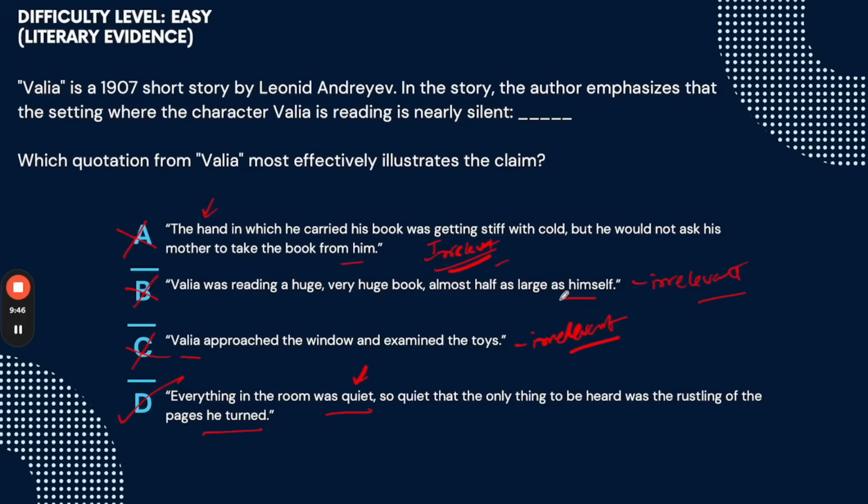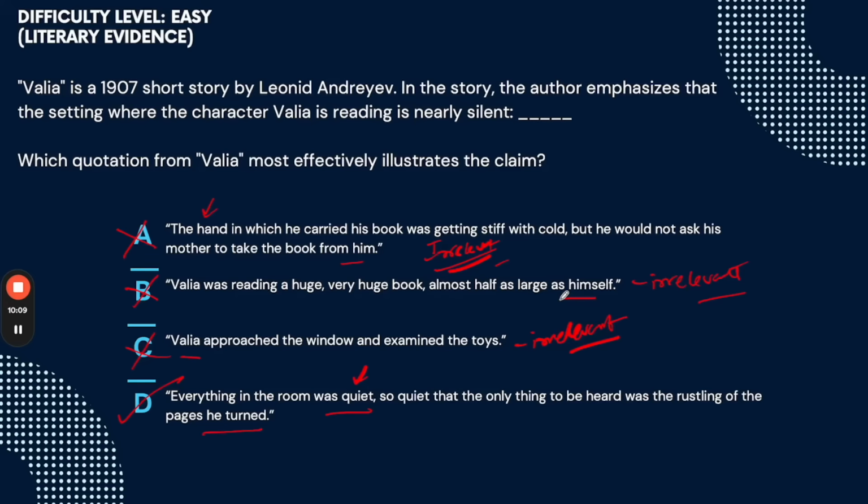I've seen a lot of students not paying attention to the easy difficulty level questions and directly moving to the medium difficulty and the hard difficulty ones. But if you don't build your foundation with the help of these easy difficulty level questions, you will not perform better with the medium difficulty and the hard difficulty ones. So spend time with these easy difficulty questions so that your foundation is strong.